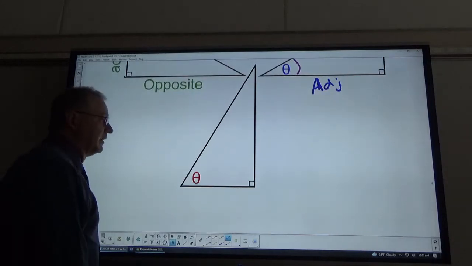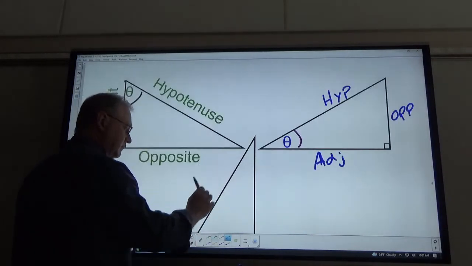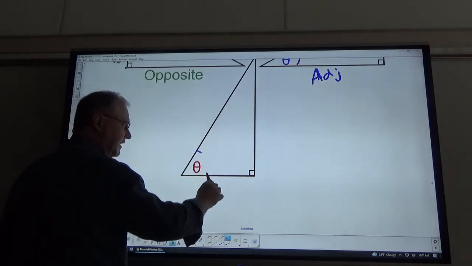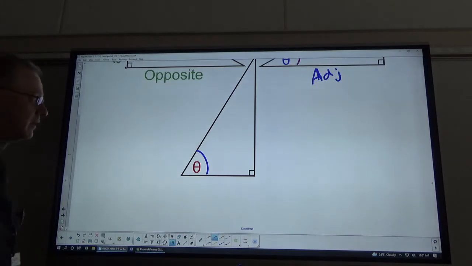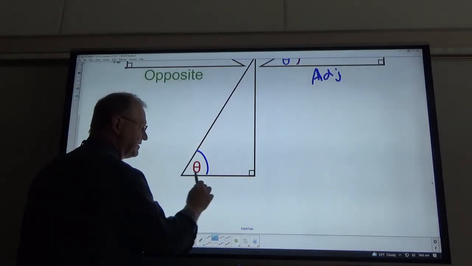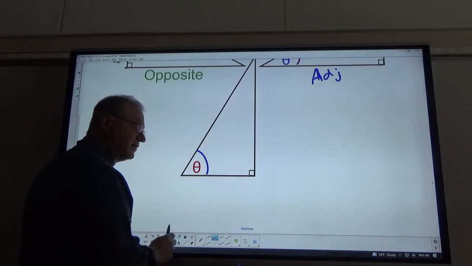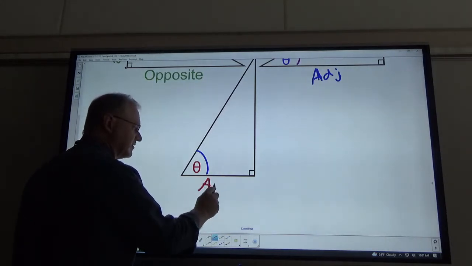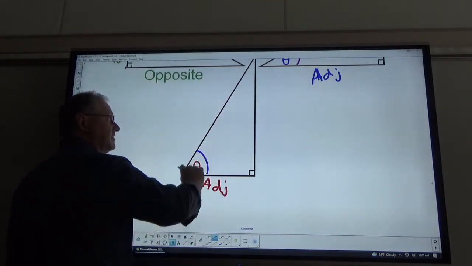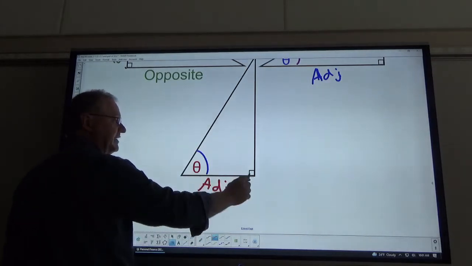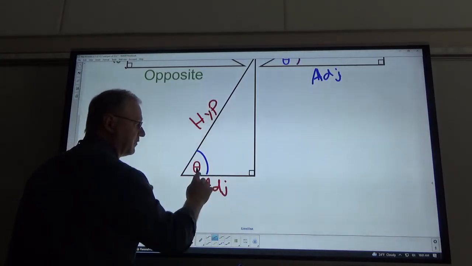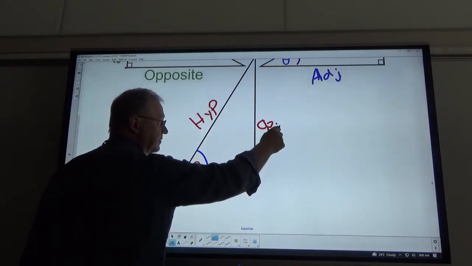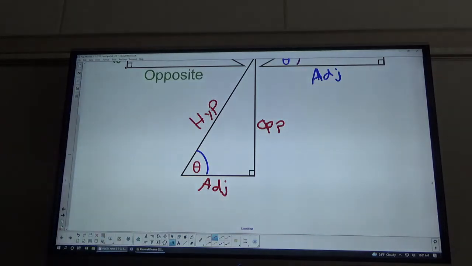Now if I look at this one, here's my adjacent, my theta. The adjacent side is the side that connects the angle with the 90-degree angle. So this is the adjacent. This is across from the 90, so that's the hypotenuse. And across from theta is the opposite. Hopefully that's clear for you. Let's go on.